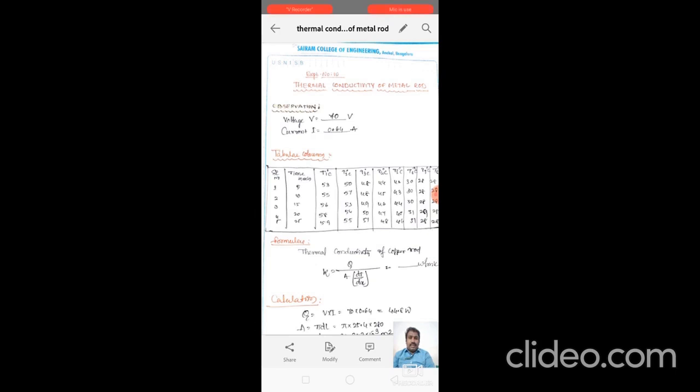Next, the tabular column. Here there are 7 or 8 temperature sensors, so we get the temperature at different points of the metal rod. By operating the knob of the digital thermometer we can read the readings. For every 5 minutes you have to take the readings.